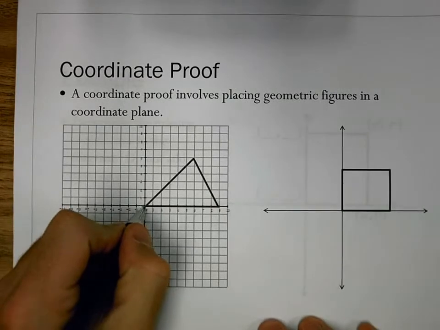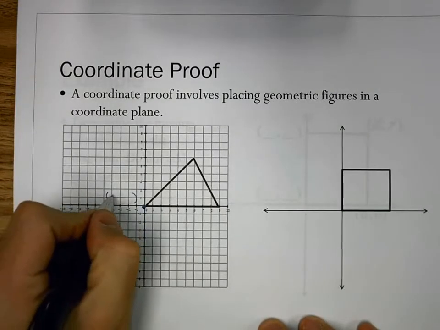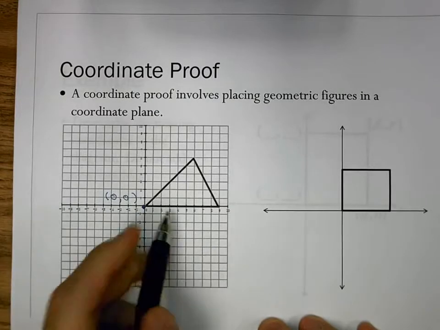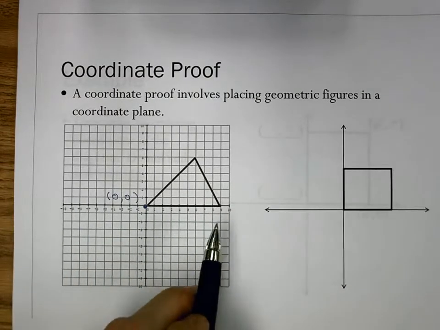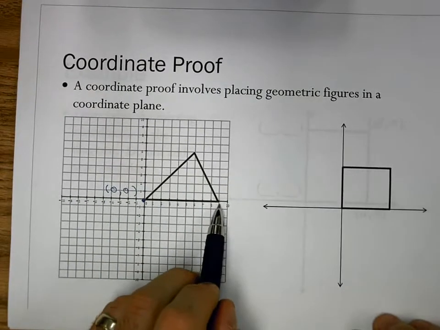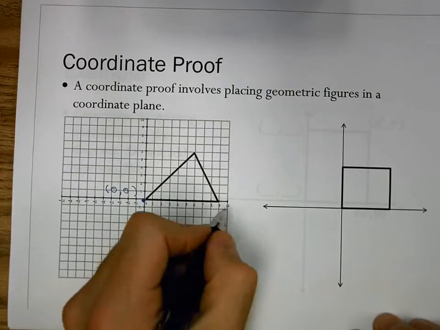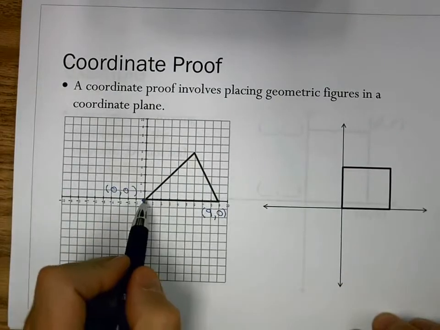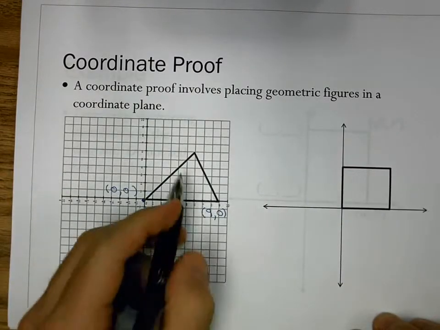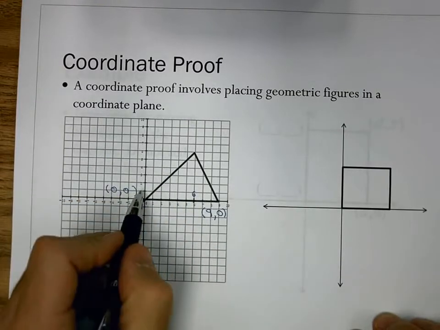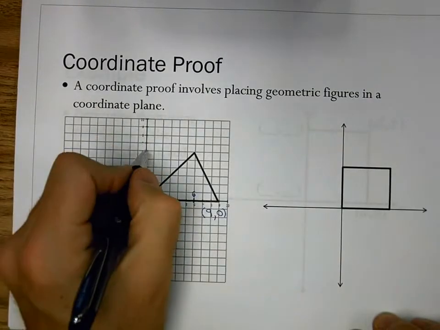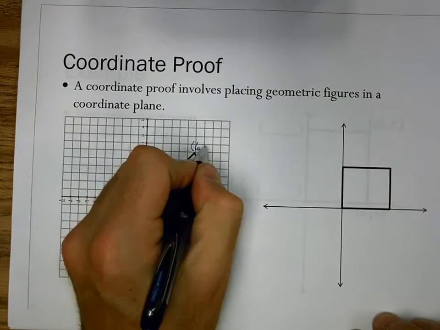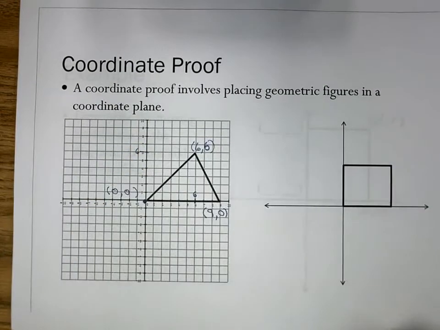Well, we know the origin is always going to be 0, 0. If I look along this side, this point is 9 units out, so this point would be 9, 0. The vertex, my third point, I go 6 over and 6 up, so that coordinate is 6, 6. So I've given the values to all the vertices in that shape.